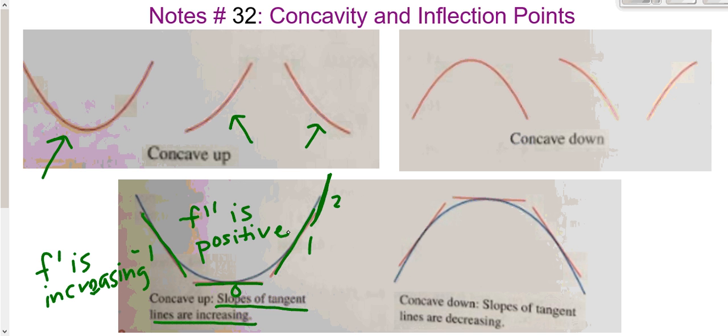Say that with me. If the function is concave up, the second derivative is positive. Key point there. Make sure you know that point.